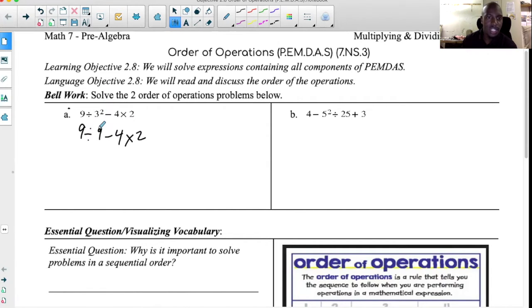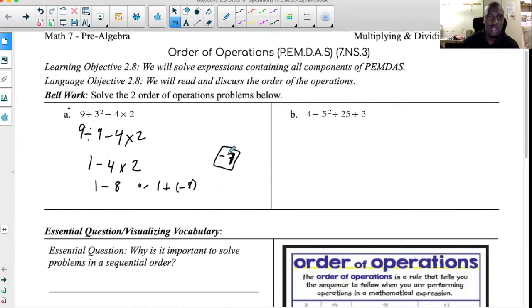Now I see I have division and I also have multiplication. Now they're not right next to each other, but still, just to keep the principle in order, I'm going to do it from left to right. So I'm going to deal with the division first and then deal with multiplication, because they're at the same level. 9 divided by 9 gives me 1, minus 4 times 2, and 4 times 2 is 8. 1 minus 8, or in other words, referring back to unit 1, it's 1 plus negative 8. Whether you use counters or absolute value, you would get the answer of negative 7.